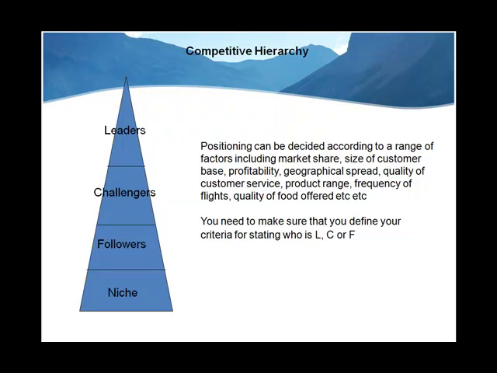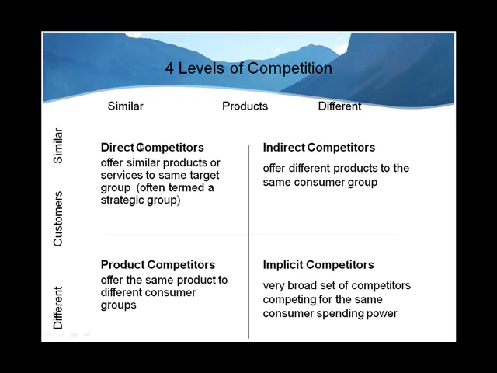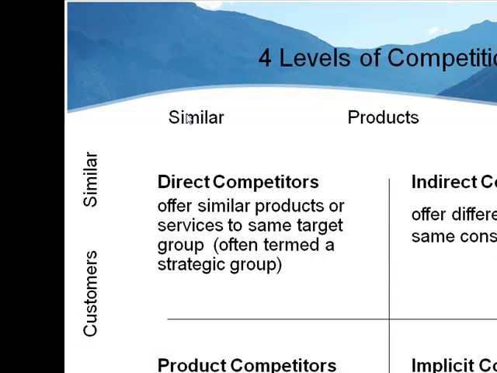And I'm not going to go into too much detail here because I want you to do an exercise with this, but there are 4 levels of competition. Basically it's all about your customers and your products, and whether your customers are different or similar to what your competition offers, and whether your product is similar or different to what your competition offers. So with direct competitors, you're offering a similar product to a similar customer base. You serve the same target group.